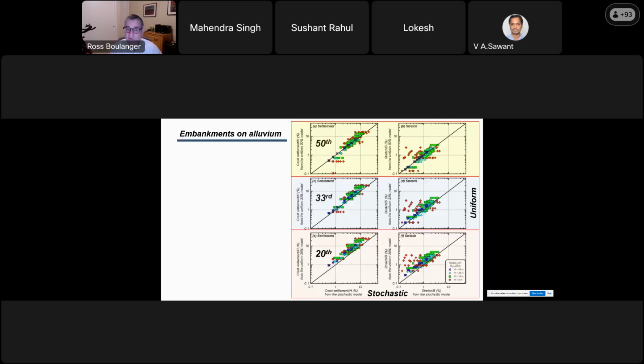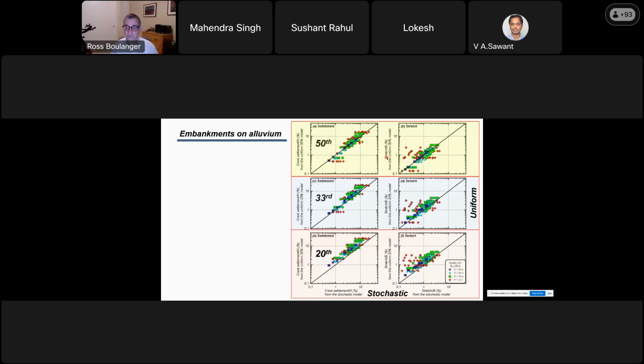All the figures on the left are showing crest settlement normalized by the height of the embankment. And that crest settlement is from the uniform analysis models. And they are all plotted versus, on the x-axis, the crest settlement from the stochastic models. If you look on the top row, the uniform analysis model in yellow is from the 50th percentile property. The row below it is if you use the 33rd percentile property in the uniform model, and the bottom is the 20th percentile.